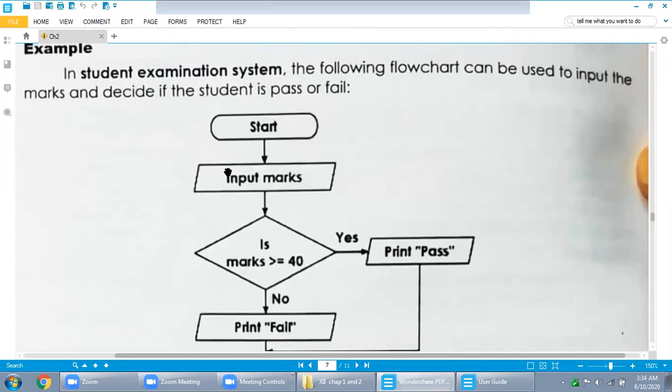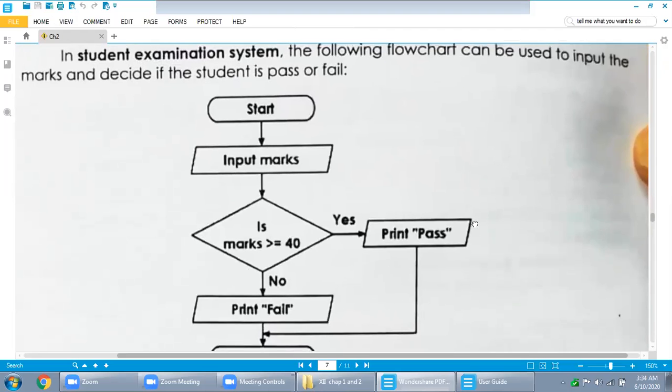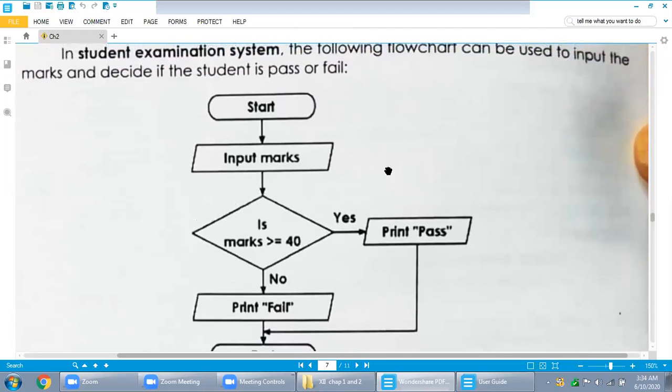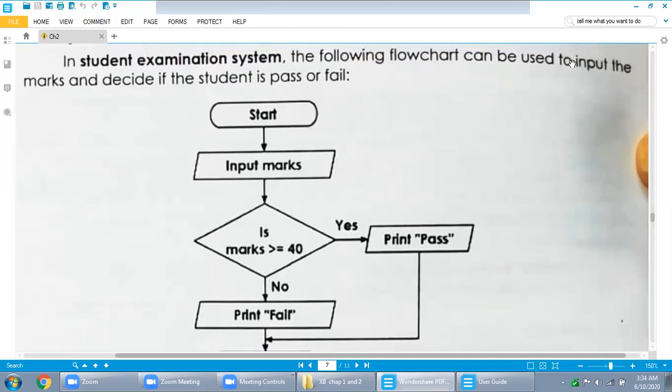Example was, in a student examination system, the following flow chart can be used to input the marks and decide if the student is pass or fail. Why am I focusing on this one? Because this is a very, very important algorithm and flow chart in case of programming, because our next chapters belong to programming. So you must have a concept about these things. So our example is, input the marks and decide if the student is pass or fail.